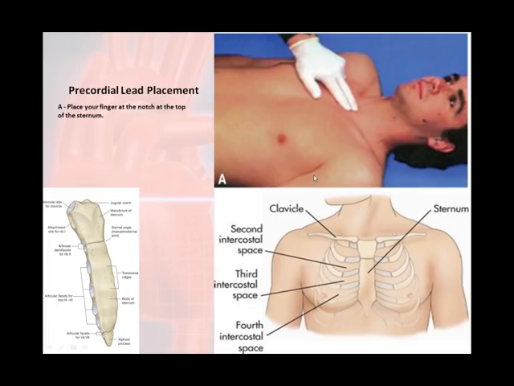First of all, you want to place your finger at the top notch of the sternum. Now, where you're actually placing your finger is right up here at the suprasternal notch. Here it's called the jugular notch. You place your finger up there to find that. Don't press too hard because the trachea is right below that.